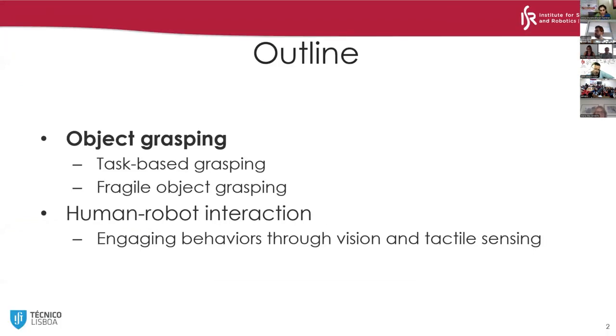I'm going to talk basically about two things. One of them is object grasping, so how a robot can actually grasp an object using visual input. And there are two examples: the task-based grasping and the fragile object grasping. And then afterwards, I will talk about how to use vision for human-robot interaction, so how we can have some engaging behaviors through vision and tactile sensing. Those are the two big subjects. And then starting with object grasping and the task-based grasping.